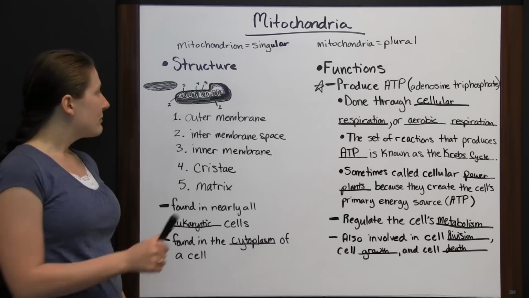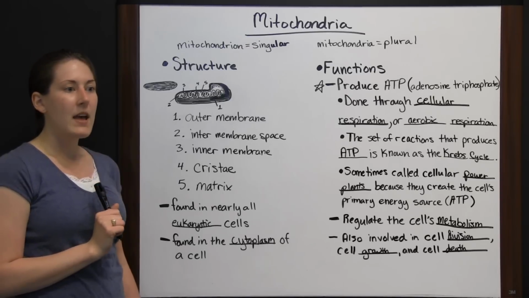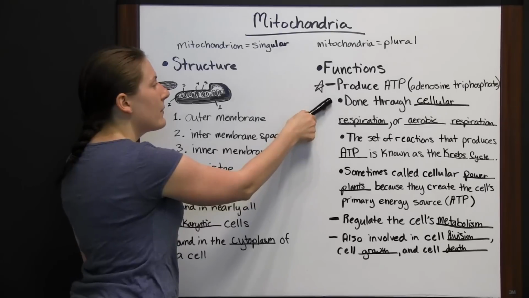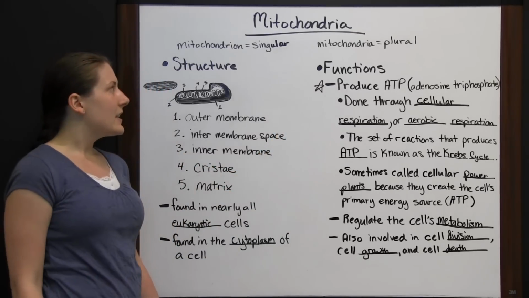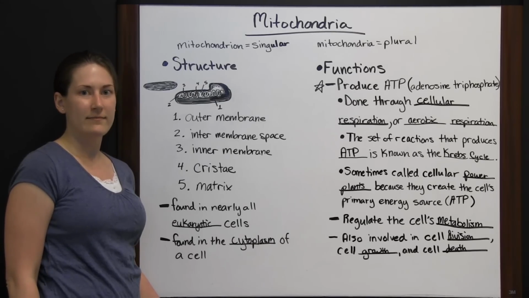So just remember, if you're looking at a cell diagram, you're looking for that little jelly bean shape, and if you're thinking about what does a mitochondria do, think about producing energy, producing ATP. The mitochondria is your power plant of the cell.